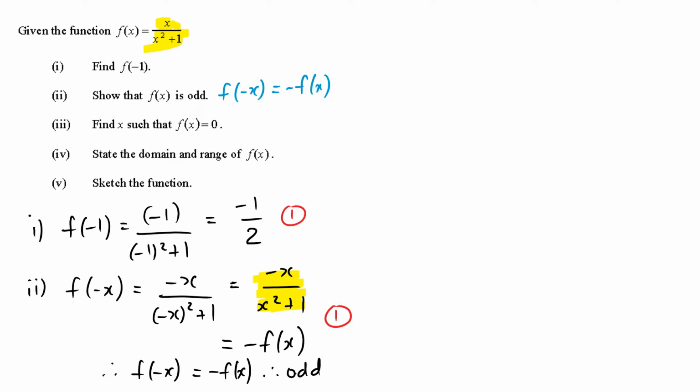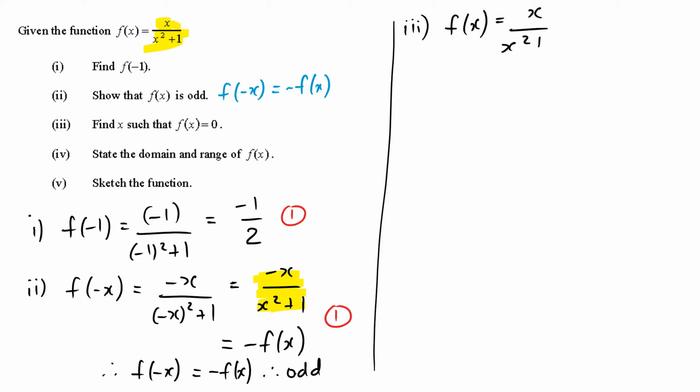Part 3. So part 3 says, find x such that f(x) equals 0. So all this question is asking me to do is to replace f(x) with 0. So I'll write the function out again, and I just need to substitute 0 into f(x) and solve for x.